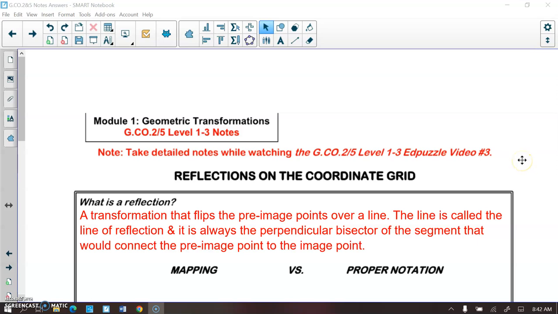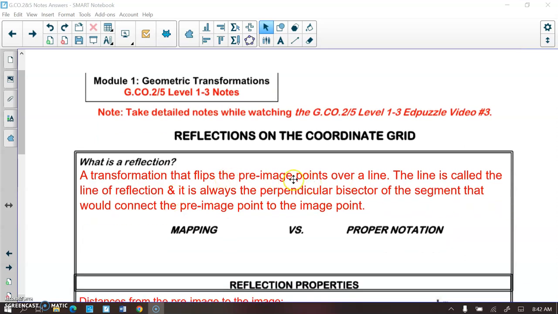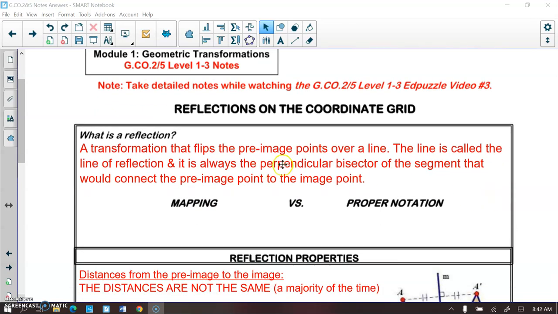Okay, so now we're going to look at our next transformation, which is reflections. Reflection is a transformation that flips the pre-image points over a line. The line is called the line of reflection, and that line is always the perpendicular bisector of the segment that would connect the pre-image point to the image point. And we'll look at that last part in a moment here.